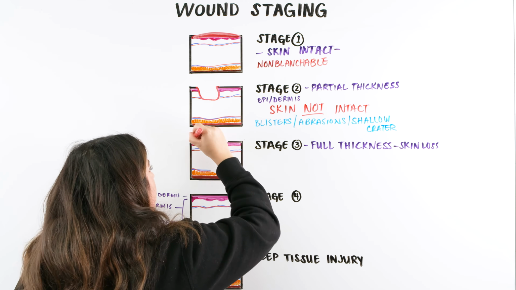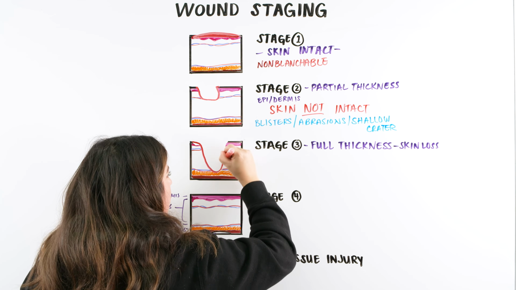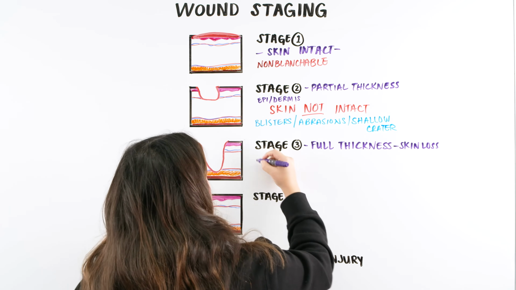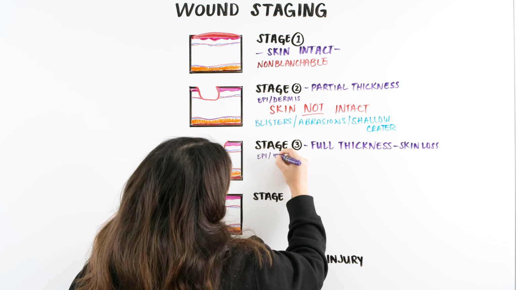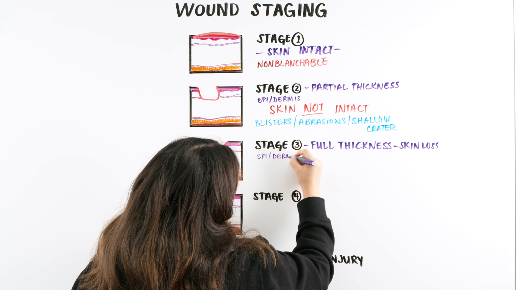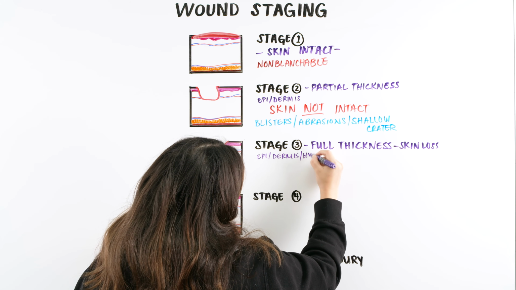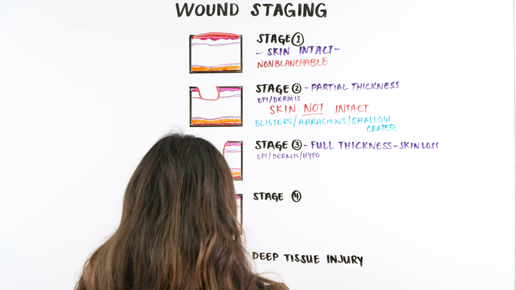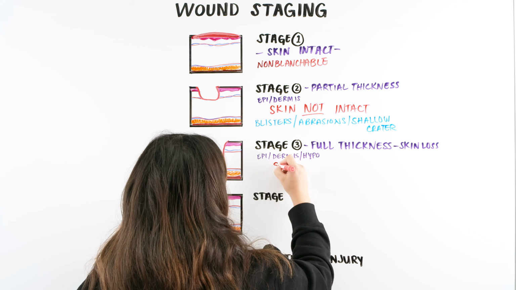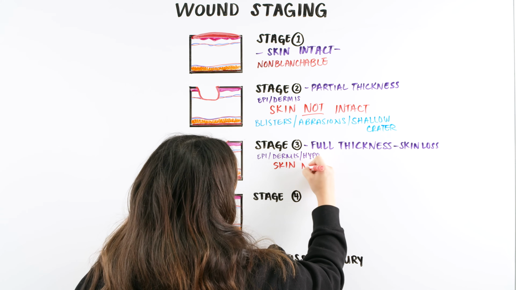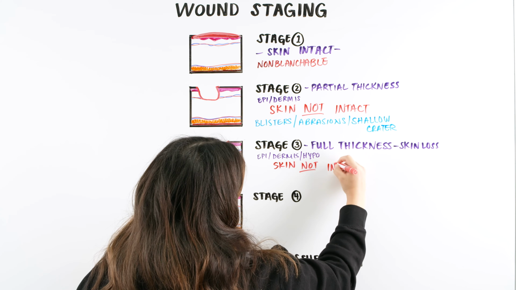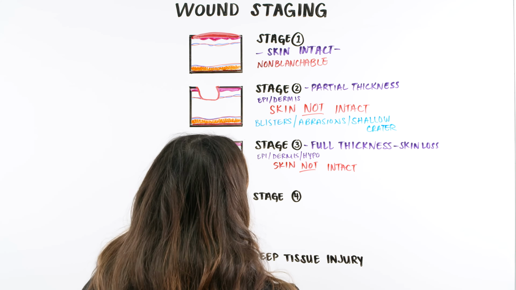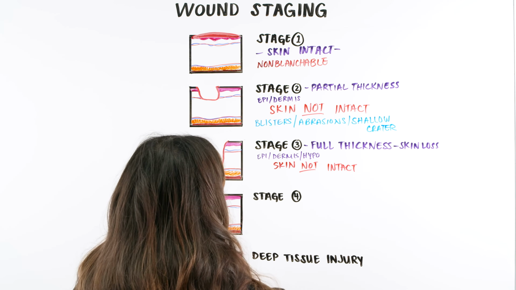So now we have some opening into our hypodermis. We're going from epidermis to dermis down to the hypodermis. This is going to be a deeper crater. The skin is not going to be intact, I hope that is now apparent as we move from stage 2 to stage 3. The skin is not intact, and we're looking at a deeper crater.